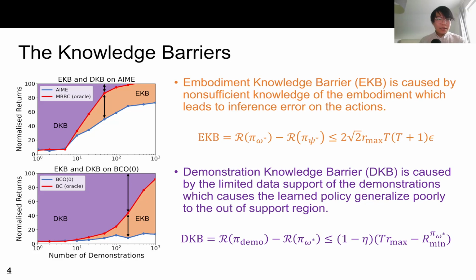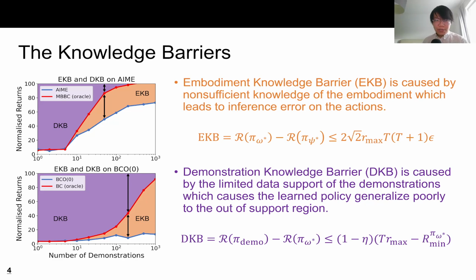To understand the problem, we propose a new framework in which we decompose the performance gap into two knowledge barriers. That is the embodiment knowledge barrier, the EKB, and the demonstration knowledge barrier, the DKB. The EKB is caused by insufficient knowledge of the embodiment, which leads to inference error on the actions. On the other hand, the DKB is caused by limited data support of the demonstrations, which causes the learned policy to generalize poorly to the out-of-support region.